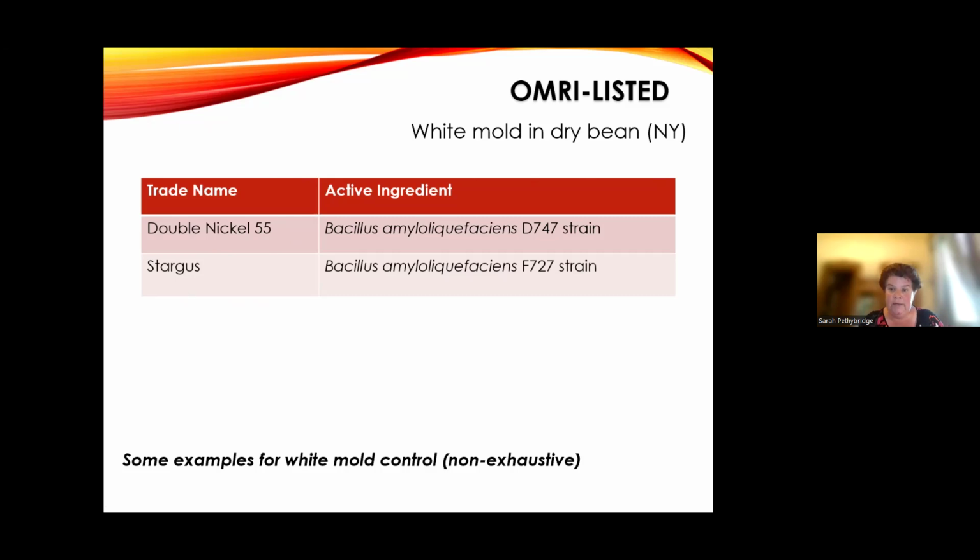We tend to avoid copper over flowering in dry beans because it can be phytotoxic and cause premature flower abscission with high temperatures. So that's why we were looking at a lot of the different microbial biopesticides for white mold control over flowering, whereas copper on the foliage will be your best option for bacterial disease control, of course.